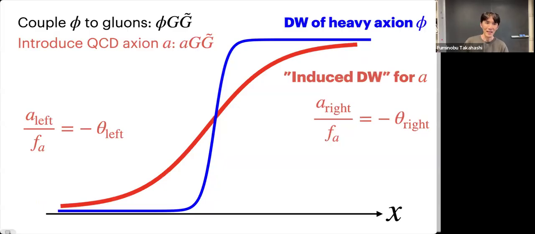It means that even if we start with a spatially homogeneous QCD axion, through the mixing induced by coupling to gluons, a domain-wall-like structure is induced along the QCD axion A, and it appears exactly where the heavy axion domain walls exist. But because the QCD axion is much lighter than the heavy axion, the width of the induced domain wall is much thicker than that of the heavy axion domain wall. Okay, and this is the induced domain wall.